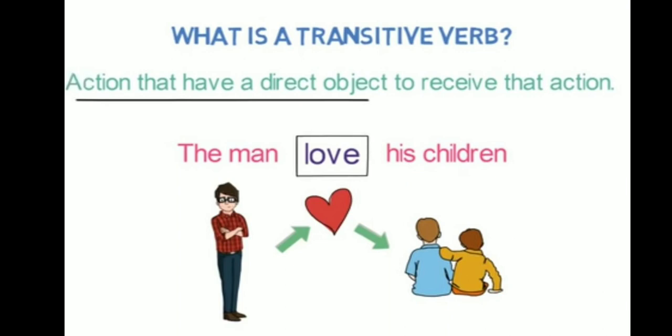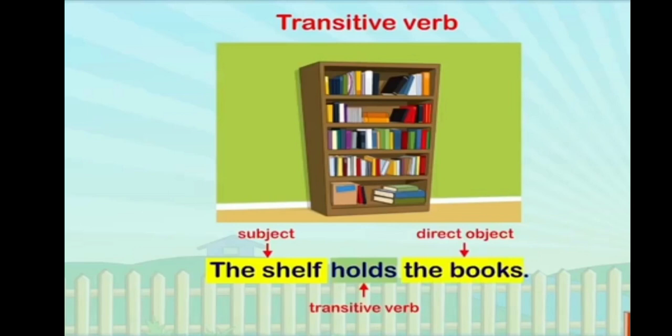So let's see another example. The chef holds the books. The chef is the subject, holds is the verb, and the books is the direct object. So hold is a transitive verb because it requires an object to complete its sense.